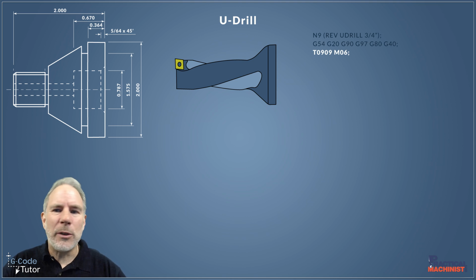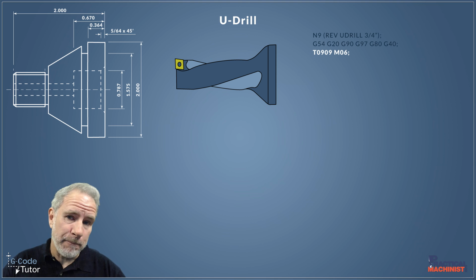Okay, so our next line we're doing a tool call. As I mentioned just now, we're using the N9 search function number. I'm using T09 with offset position 09 for our tool. Once we type in T09 and the offset position there, and we type M06, this automatically does a tool change and puts our U-drill onto the center line of the machine, ready to start cutting once this line has been read by the machine.